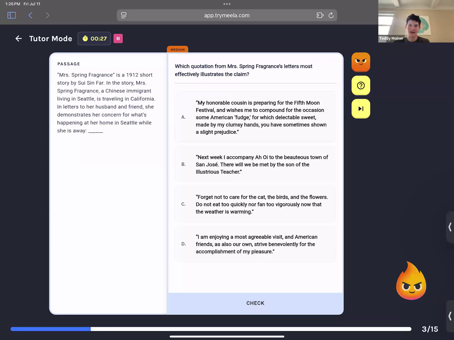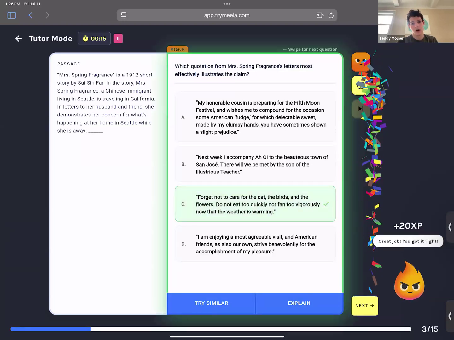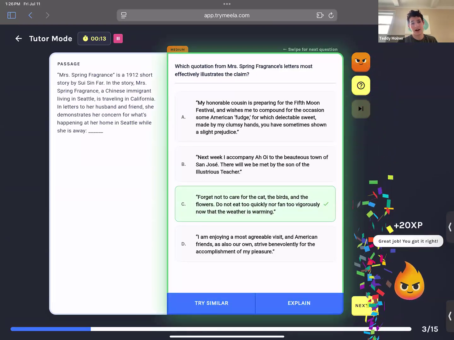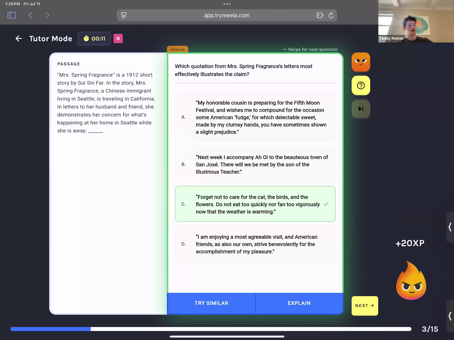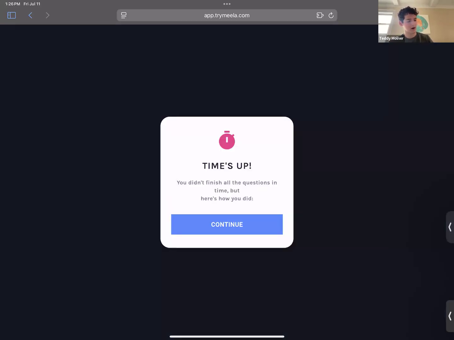This is a tricky one, right? The English is older. There's a lot of context you have to know. The key thing here is there has to be concern for what's happening at her home in Seattle while she's away. The only one that actually provides that is C, which is why that's the correct answer. And so with these sort of literature questions, you should often look for a specific thing, and that specific thing is usually only going to be in one of the answer choices. So what I did here when I was looking at this question is I said, I need concern about what's happening at her home.